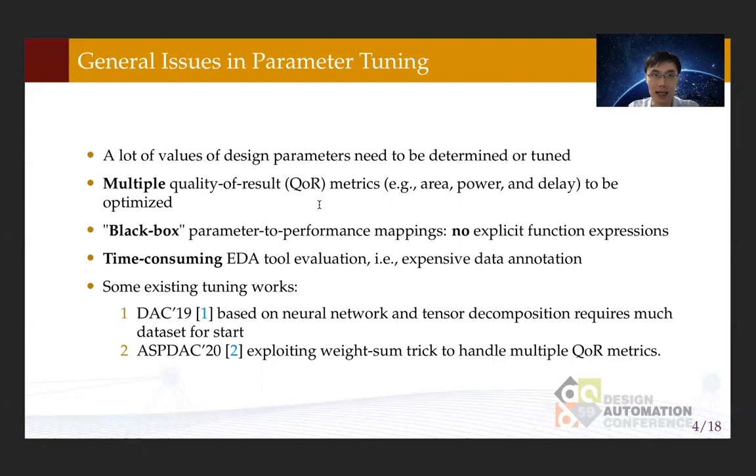Here I list two pioneering works. The DAC 19 work exploits a neural network and a tensor decomposition method, but it requires many data points for training. And the SPDAC 20 work exploits some tricks to handle the multiple QoR metrics. However, this kind of trick does not always work well.